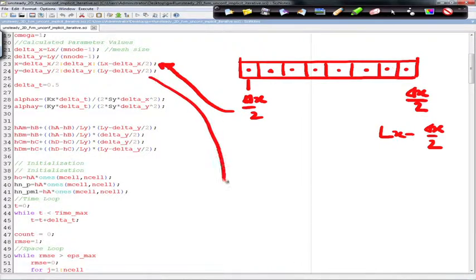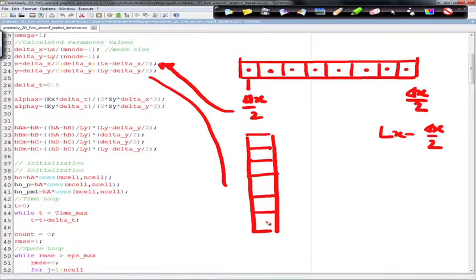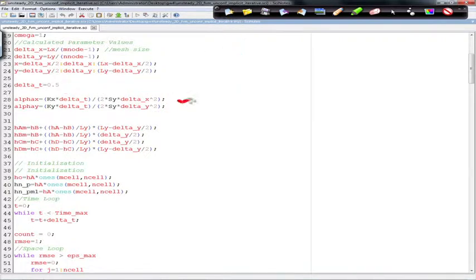Y similarly we are writing it like this. So, from delta y by 2 we are starting and we are going up to Ly minus delta y by 2. So, that is why I have written it. Now, delta t is 0.5 in this case.